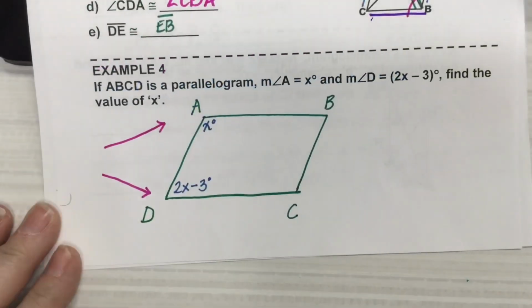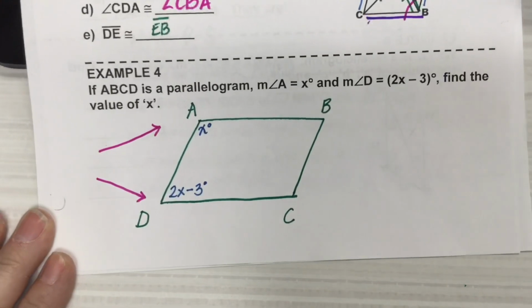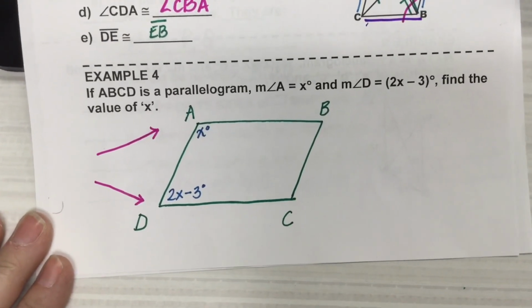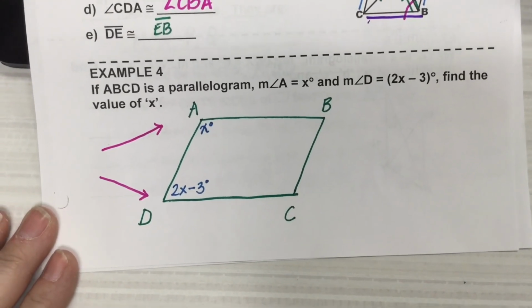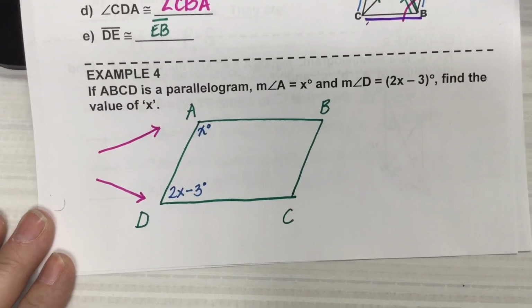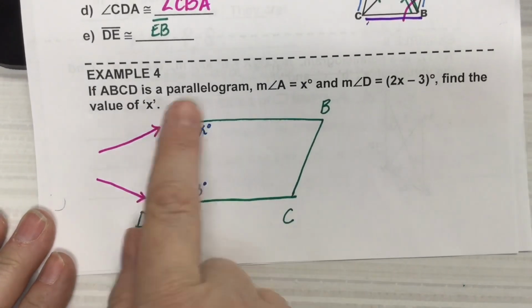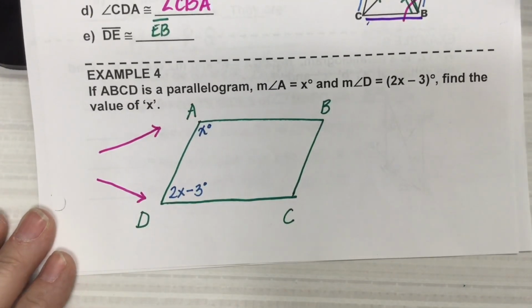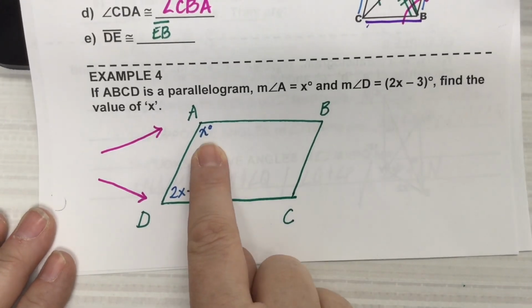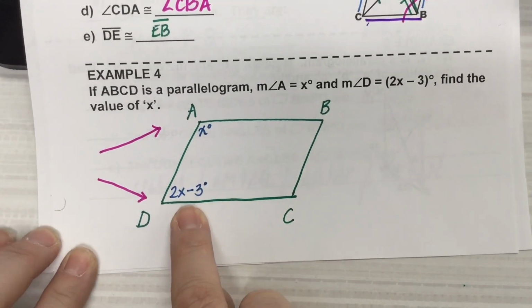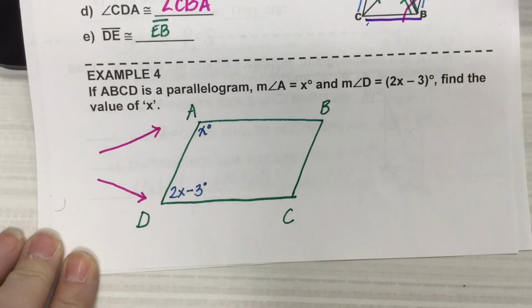And clearly, anytime you have a problem and the problem does not have a picture, you should always draw your own. So it says if ABCD is a parallelogram, so I drew a parallelogram and named it ABCD. And the measure of angle A is x degrees. The measure of angle D is 2x minus 3 degrees. Find the value of x.